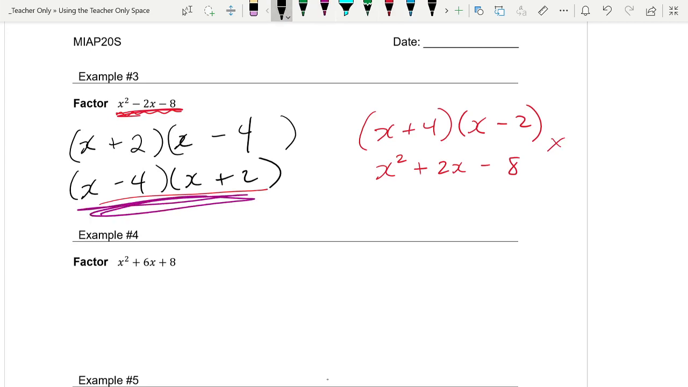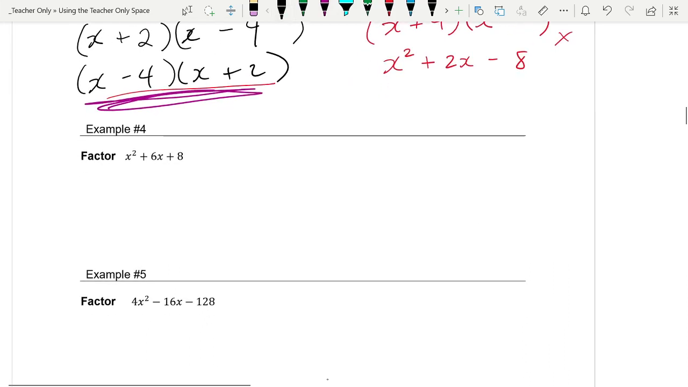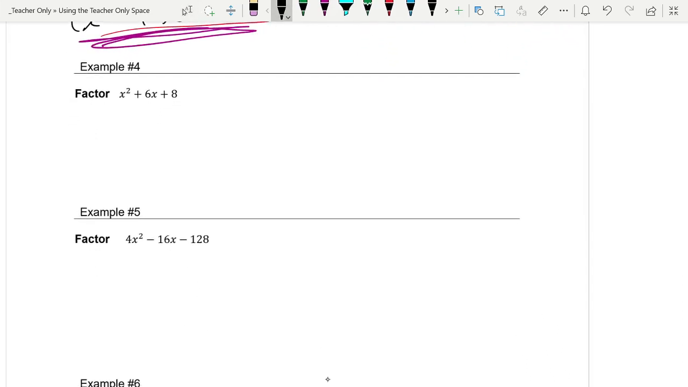Okay, so if you tried example 3, try example 4. And again, I don't care what order the factors are in. It's like you're making a factor tree for this trinomial.